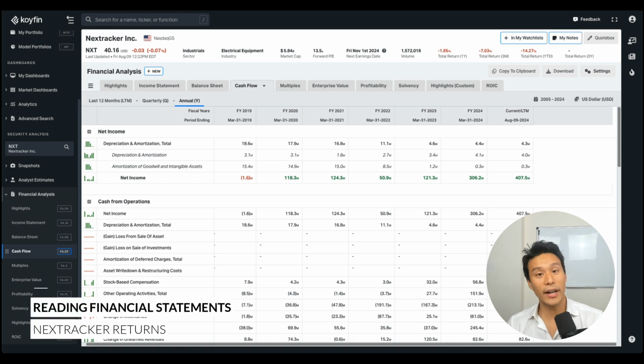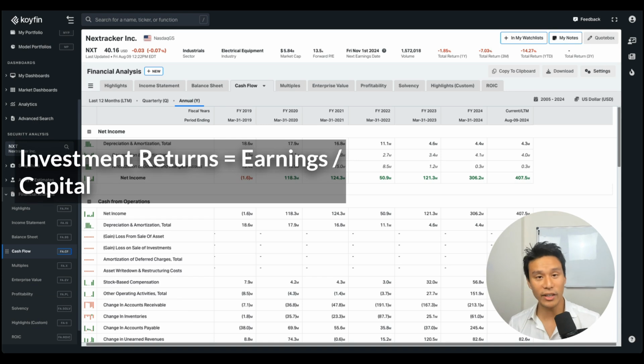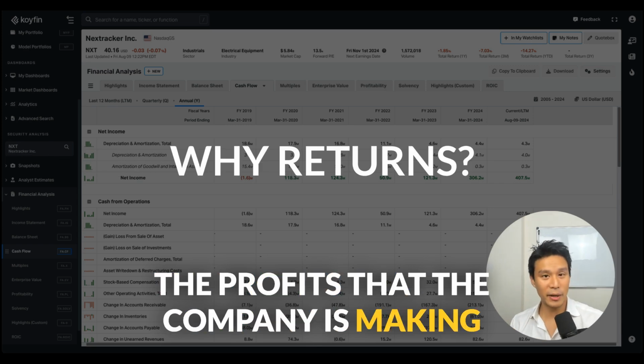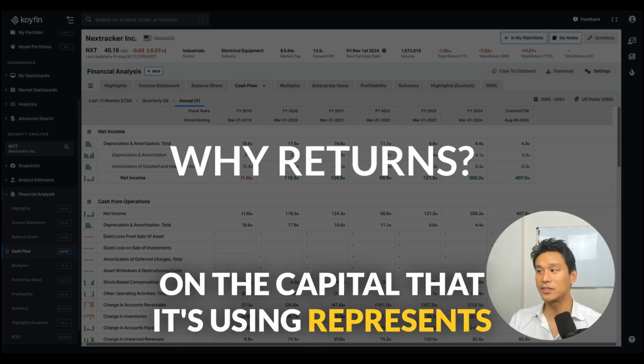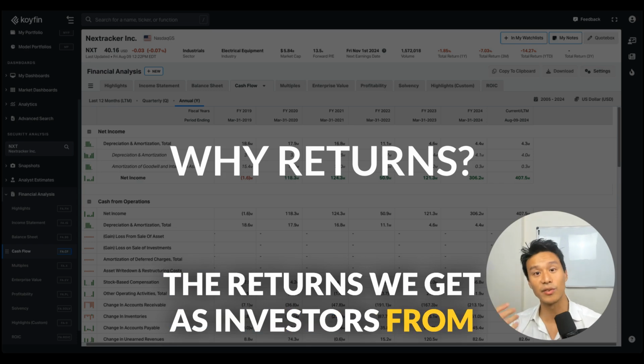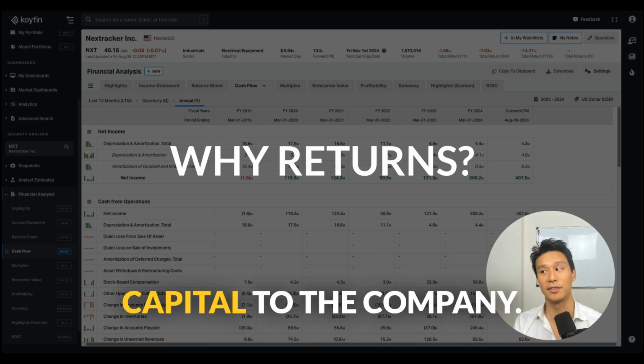But here's the thing, we want to get a sense of the returns of the business, right? We need to compare these earnings figures relative to the capital that the business is using or investing in, because that ultimately represents returns. The profits that the company is making on the capital that it's using represents the returns we get as investors from owning this company, because we're giving capital to the company.